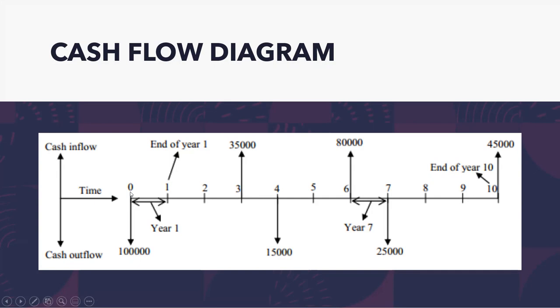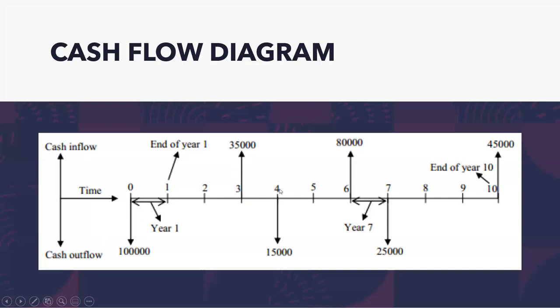In this particular diagram, you can see at the start, there was a cash outflow of 100,000. It may be spent for the raw materials or whatever it is. So some spend of money, a cash outflow of 100,000. Then after 3 years, they have gained a return of 35,000. So after 3 years, there's a cash inflow of 35,000.